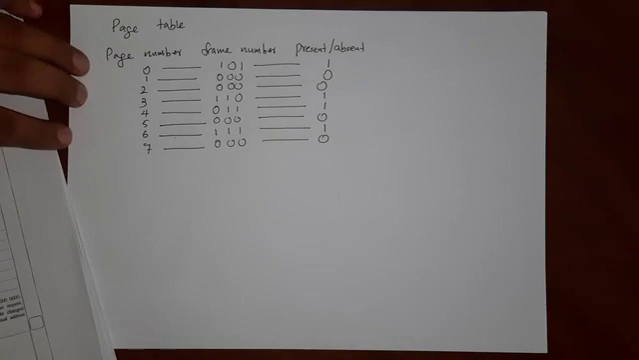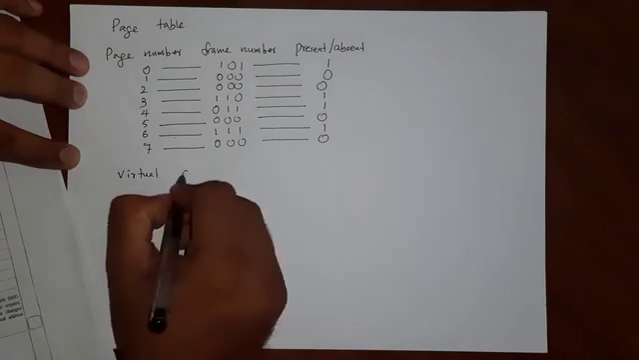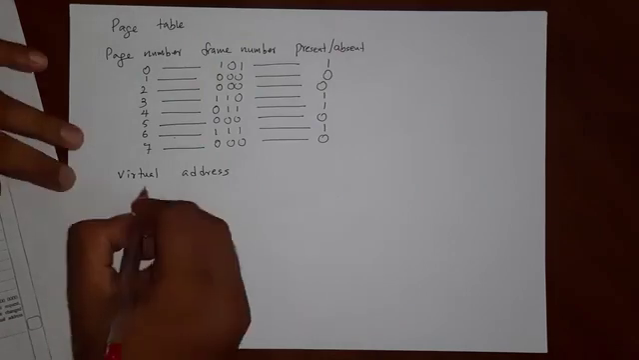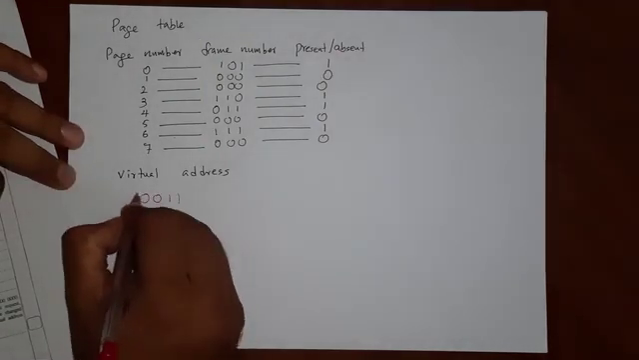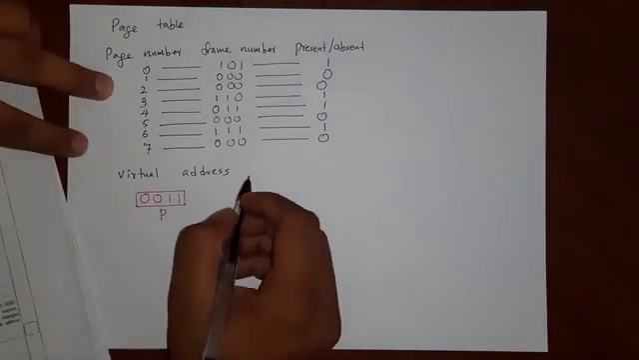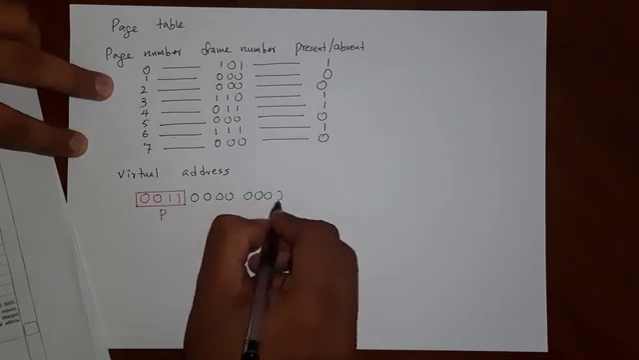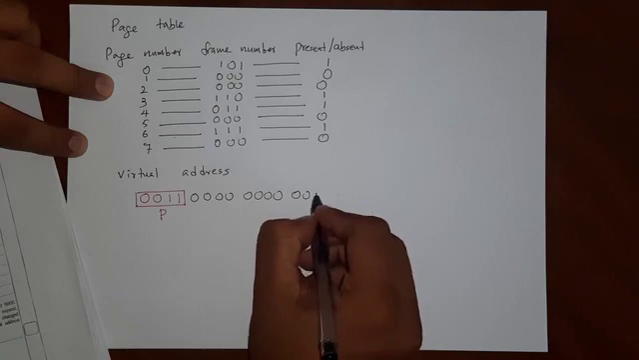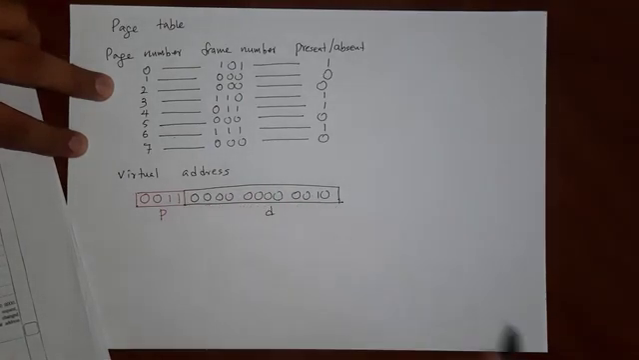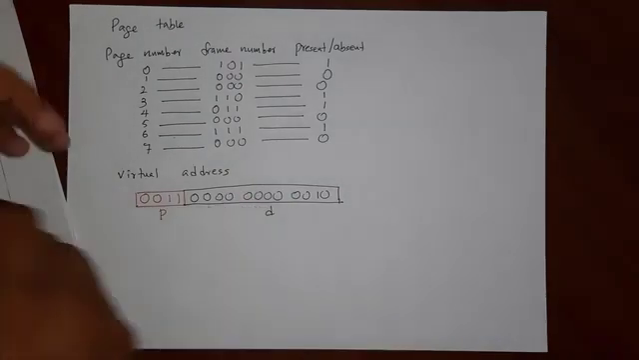So assume that the above process's virtual address is 011. This is the page number, and the offset is the displacement. This one is mapped into the physical address.